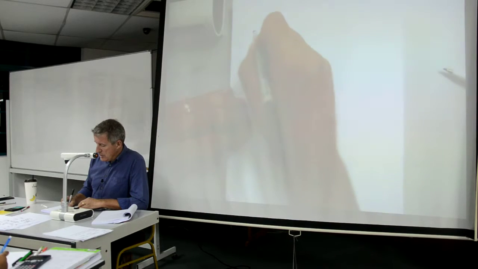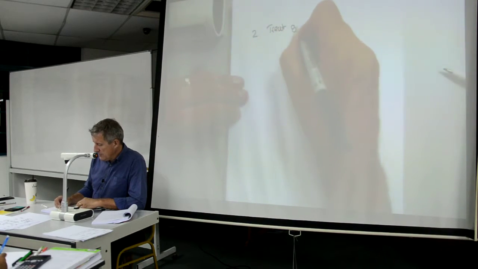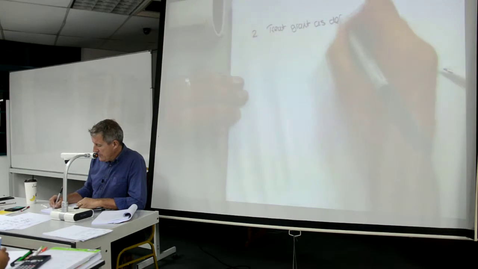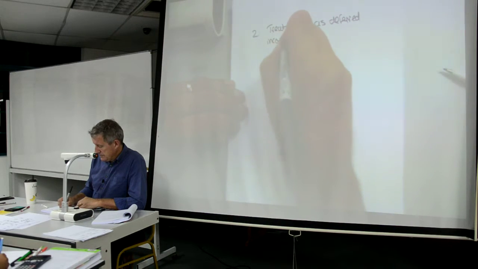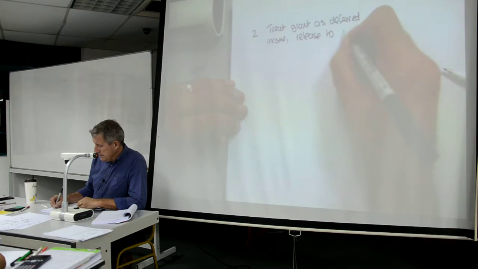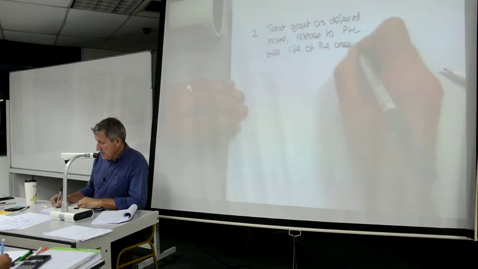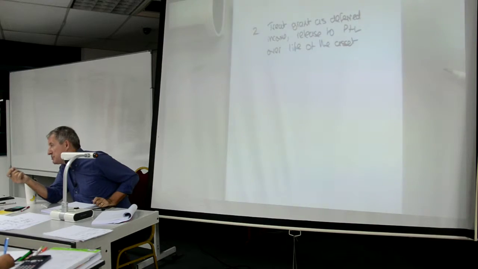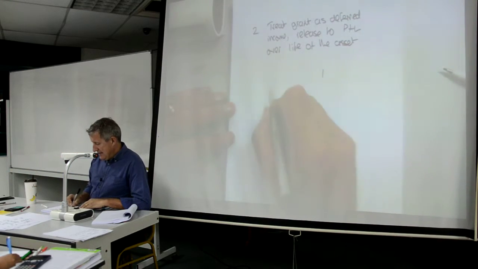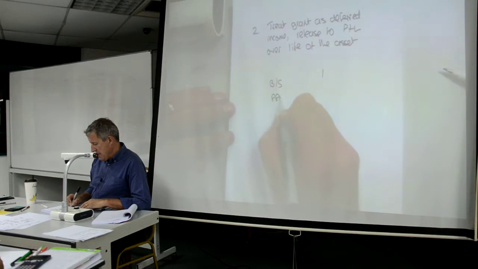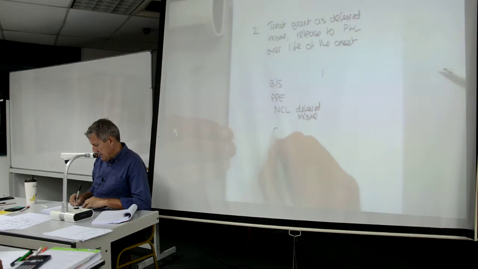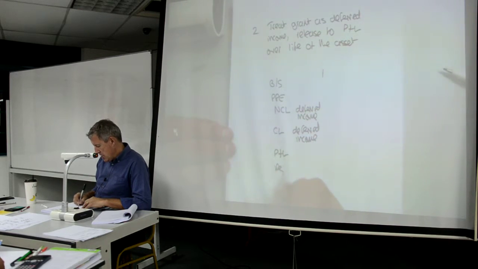The second way of doing it is to treat the grant as deferred income. Release it to the P&L over the life of the asset. Release it to the P&L to match with the depreciation expense. In our heads, we already know exactly what I'm about to do. But it's slightly more complicated. In your balance sheet, you would have PPE, but you'd also have a non-current liability of deferred income. You would also have a current liability of deferred income. And then in your P&L, you would have depreciation, and then you would have income.